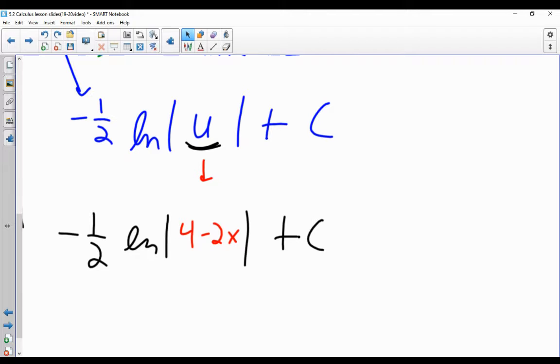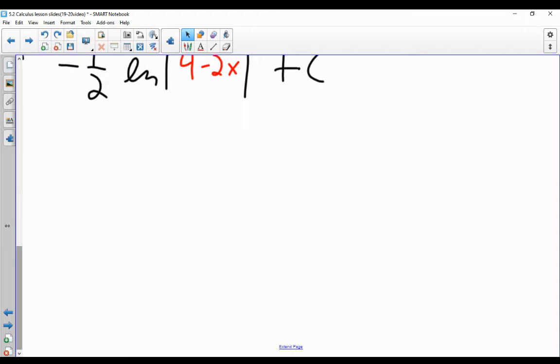And of course, if you want to check it, you know exactly what needs to be done to check it. Here's the one thing you'll have to keep in mind, though. The negative 1/2 will still be in the front.